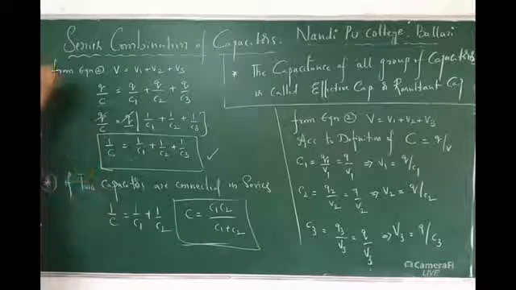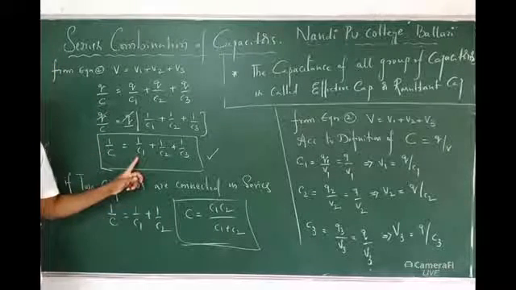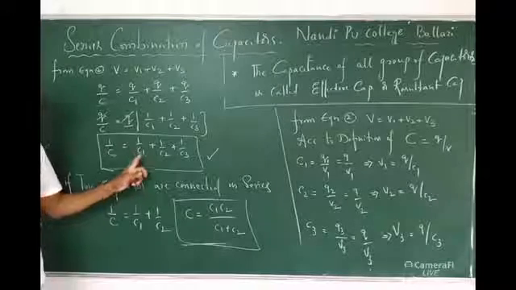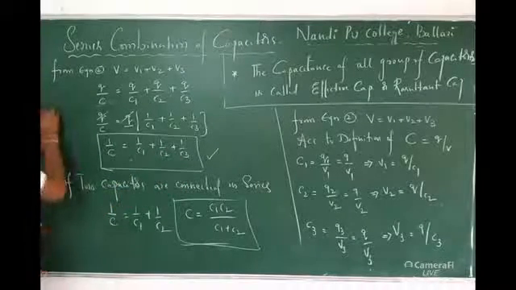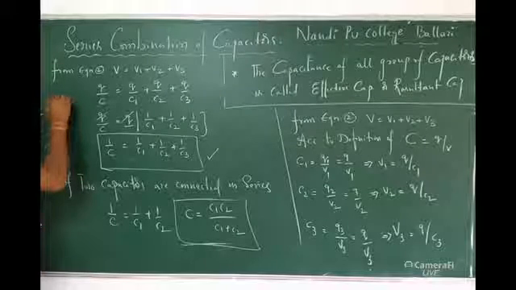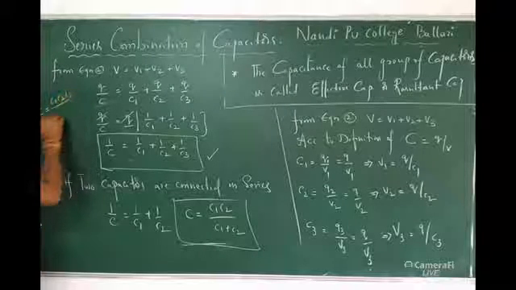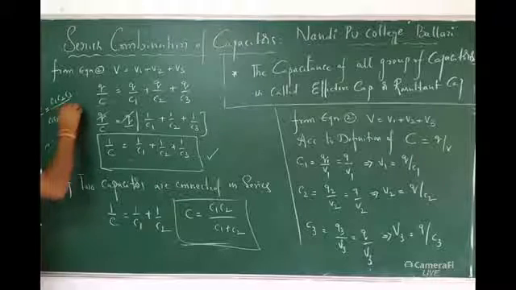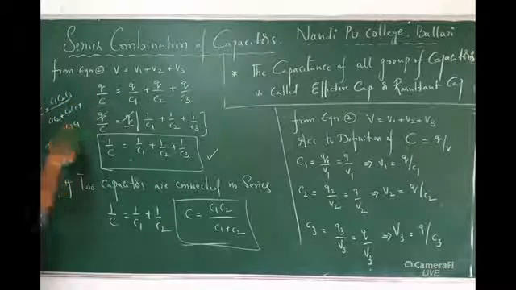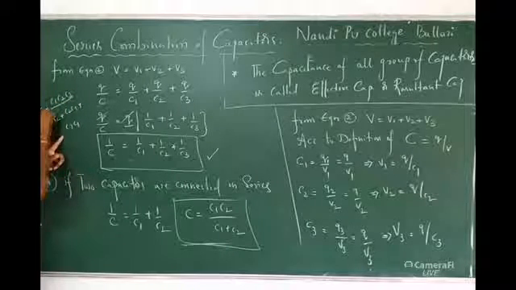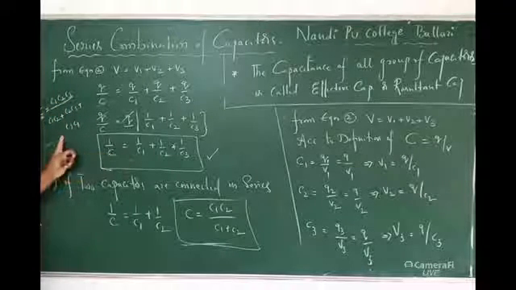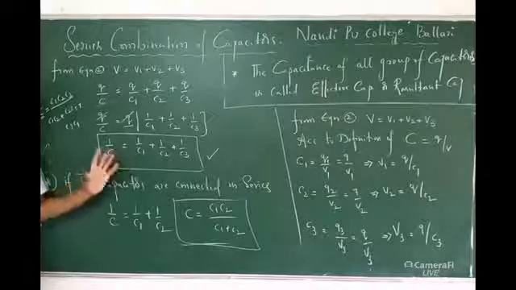For this also we can take LCM. C1, C2, C3. Now what will come, you know? C is equal to C1 C2 C3 by C1 C2 plus C2 C3 plus C3 C1. This is the effective capacitance C by taking LCM. Okay. Just for a 5 marks question it is enough.